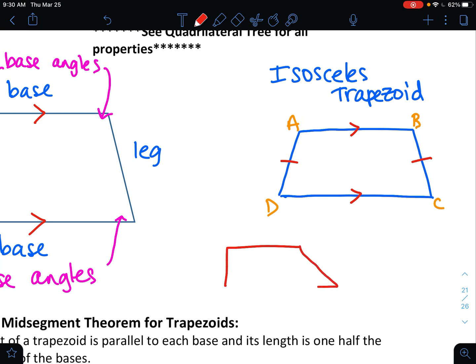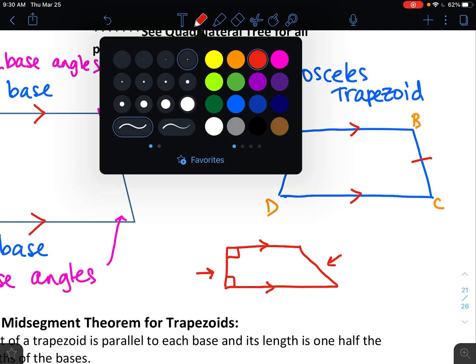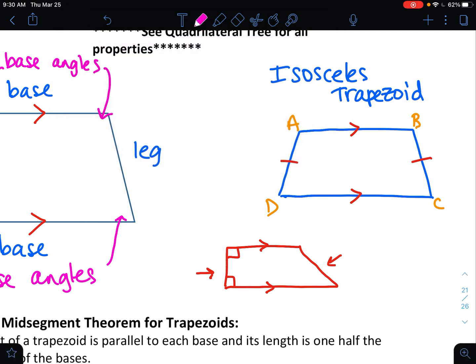Like, for example, what if I gave you this trapezoid? Maybe where these are 90s. This is still a trapezoid because the top and bottom are parallel, but these are clearly not congruent. So in an isosceles trapezoid, the legs are congruent.